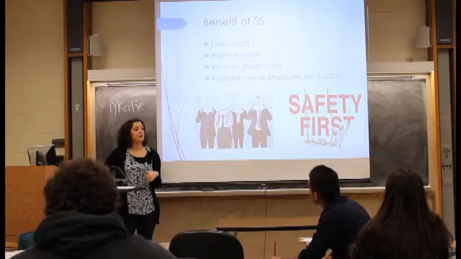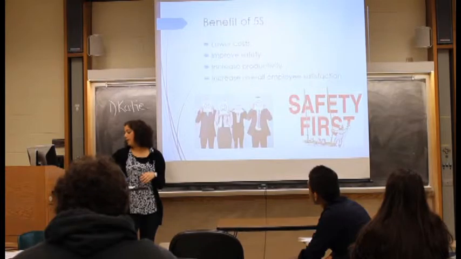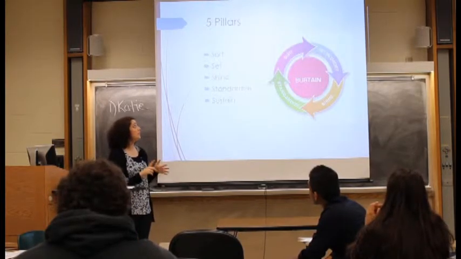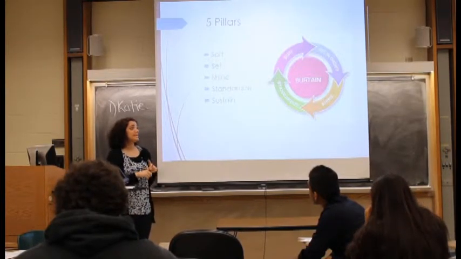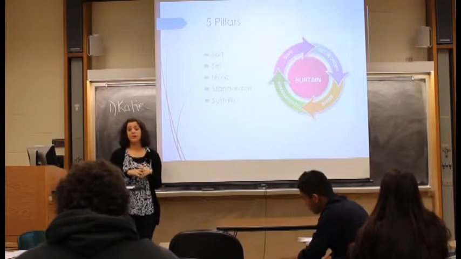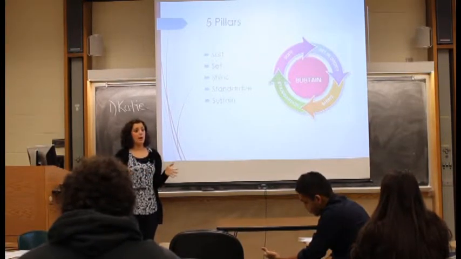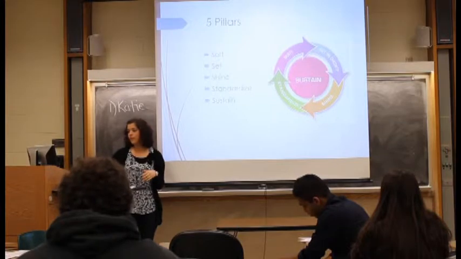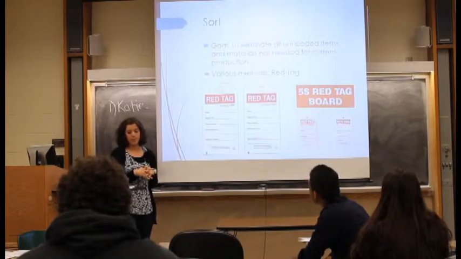Now I'm going to talk about the first pillar. Now there's 5 pillars of 5S. There's sort, set, shine, standardize, and sustain. All 5 of these pillars need to work together to have an overall ideal outcome of the 5S system. The first pillar being sort.